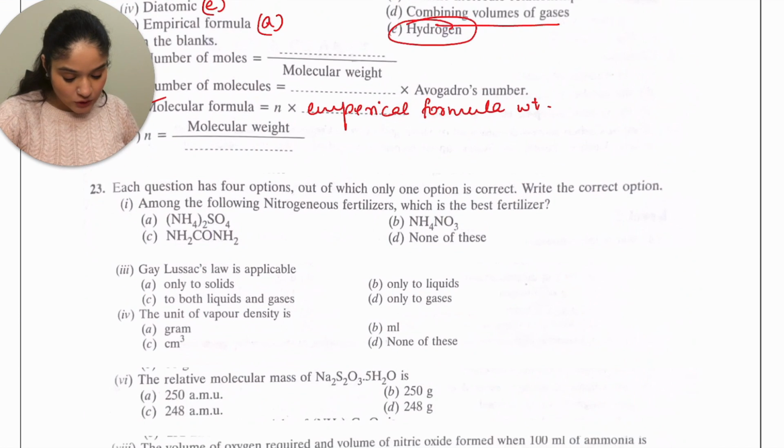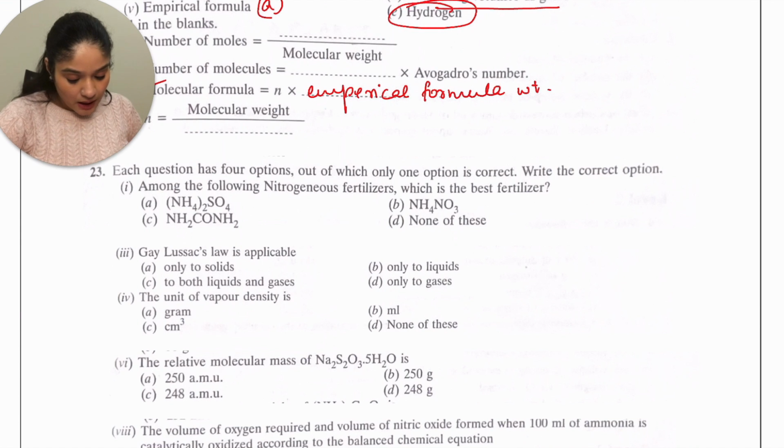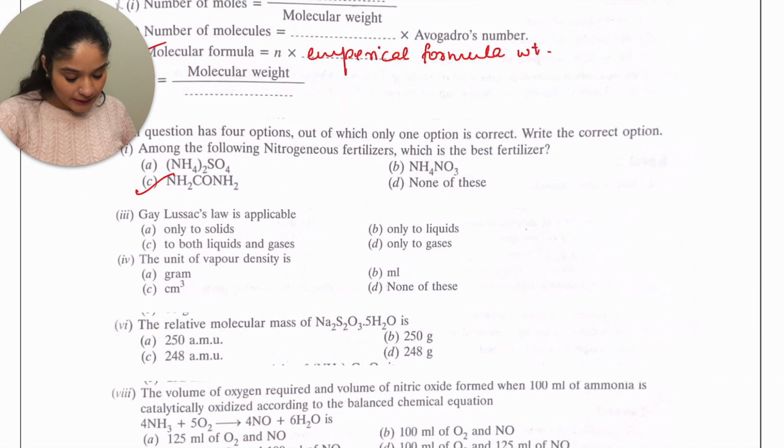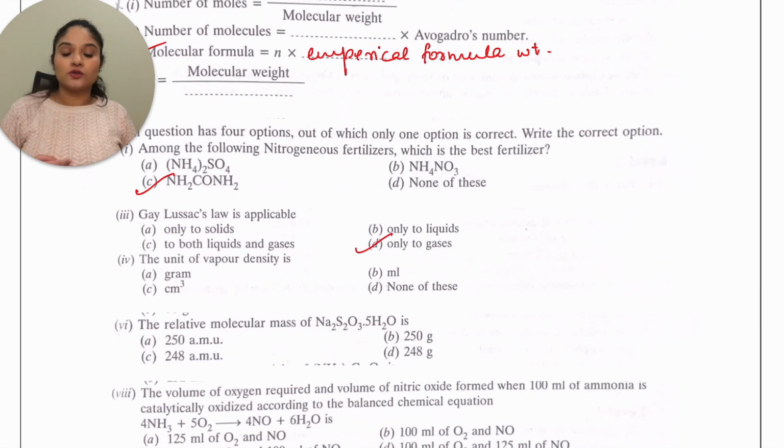Now, moving on to question number 23. So the first one is, among the following nitrogenous fertilizers, which is the best fertilizer? So urea is always considered the best fertilizer, and the formula for urea is NH2CONH2. Moving ahead to the third one. So Gay-Lussac's law is applicable only to gases. It is not applicable to solids or liquids. It is only applicable to gases. Now moving on to the unit of vapor density. So vapor density is none of these, because gram, ml or centimeter cube is not the unit of vapor density. So we'll just quickly say none of these.